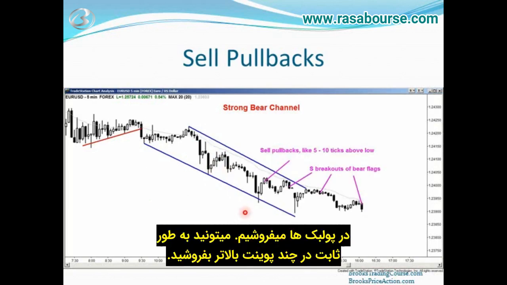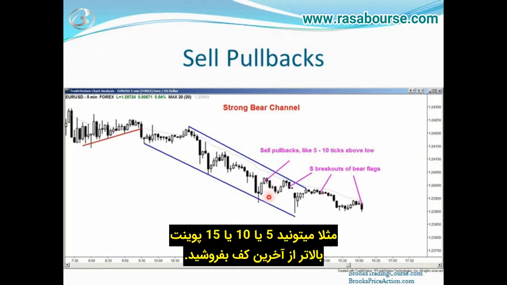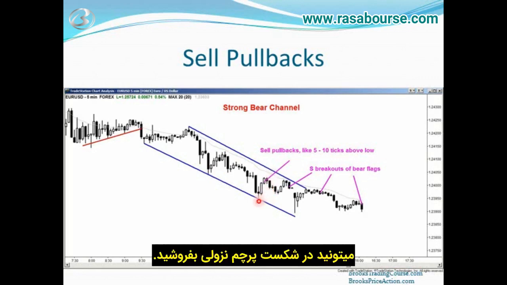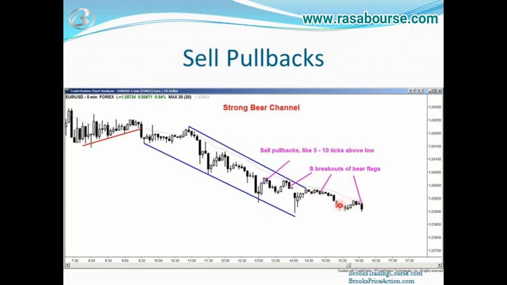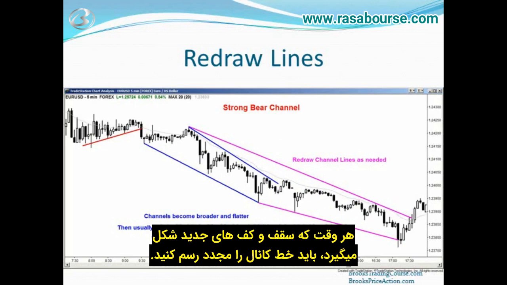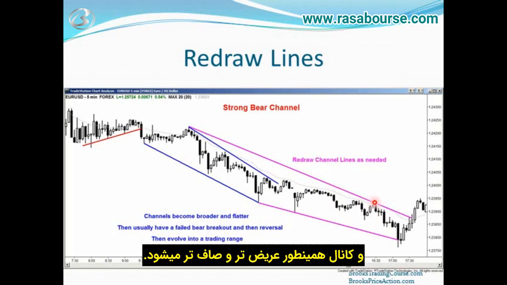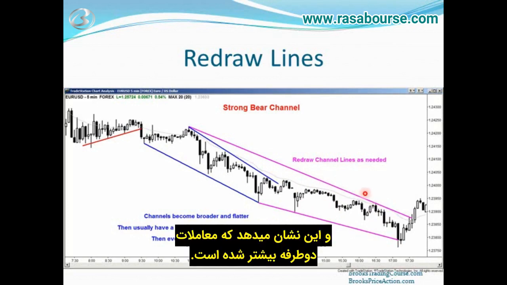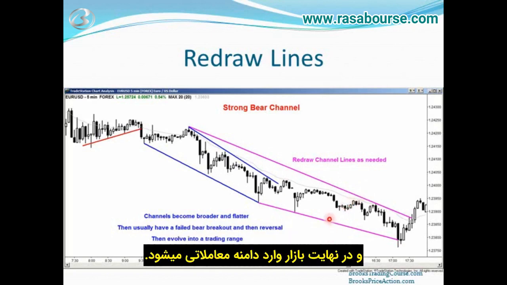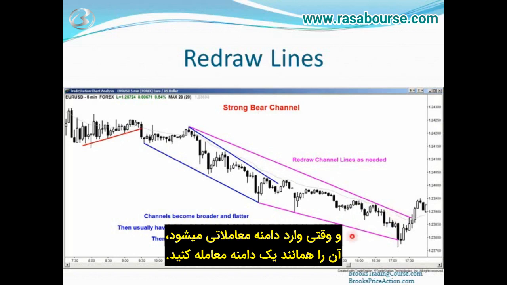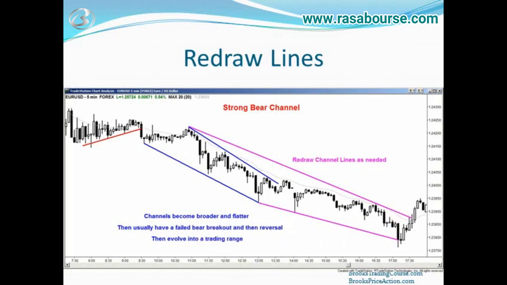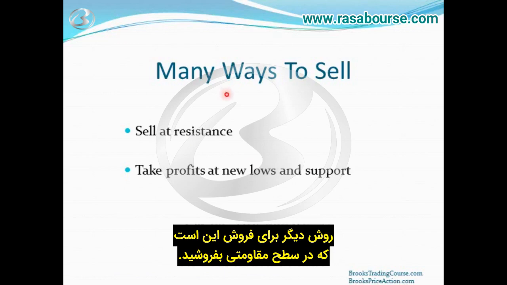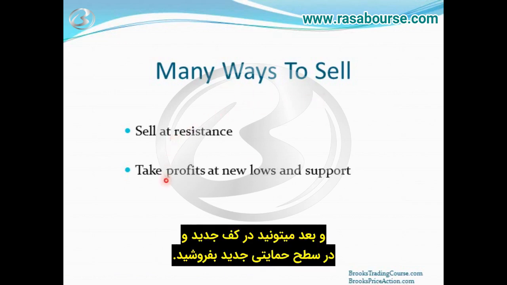You sell pullbacks. You can have a fixed number of pullbacks, fixed number of points, like you might sell 5 ticks or 10 ticks or 15 ticks above the most recent low. You can sell breakouts of bear flags here and here, here. You keep redrawing the channel lines every time the market makes new lows and new highs, and the channels tend to get flatter and broader as the two-sided trading increases, and eventually the market evolves into a trading range. And once it does, then you trade it like a trading range. Other ways to sell: you can sell at resistance, and you can take profits at new lows and at support.